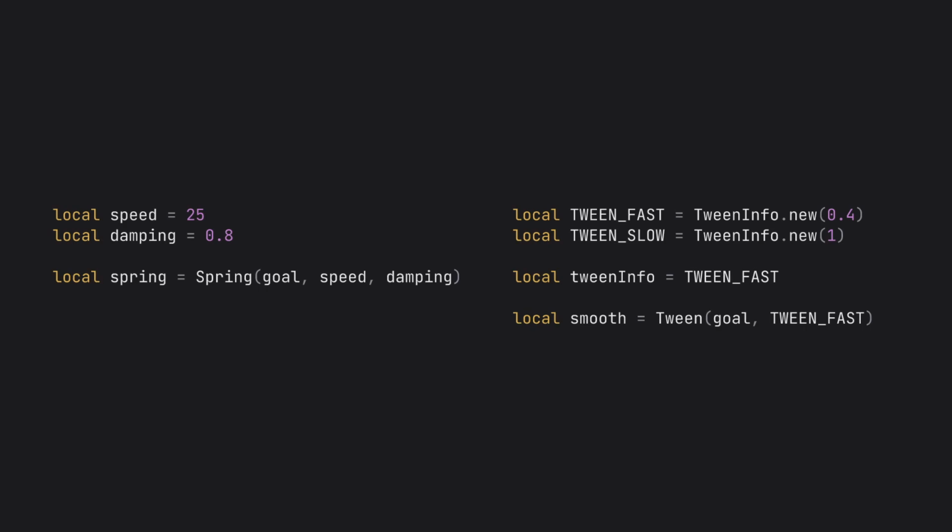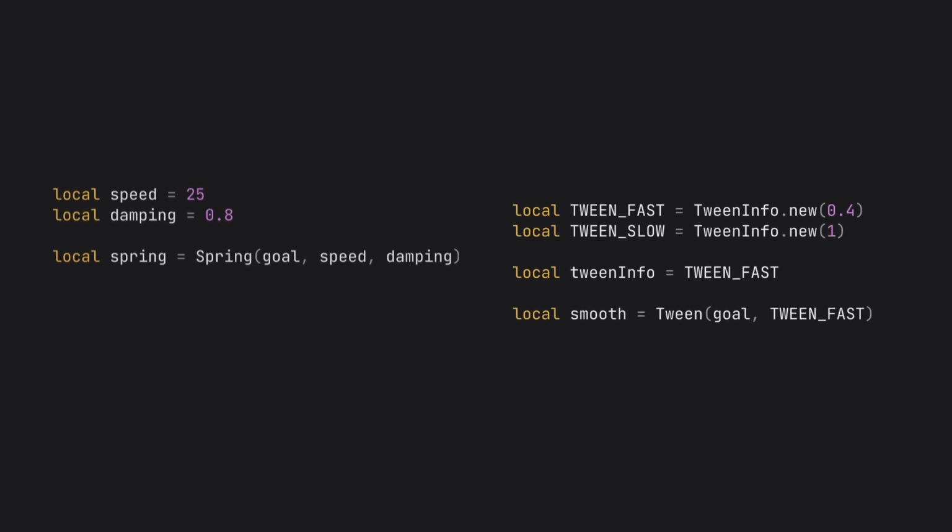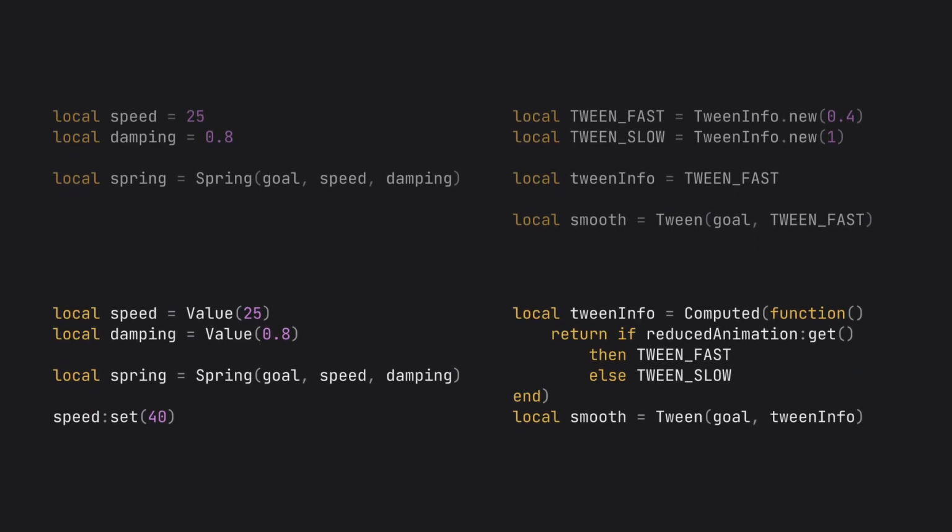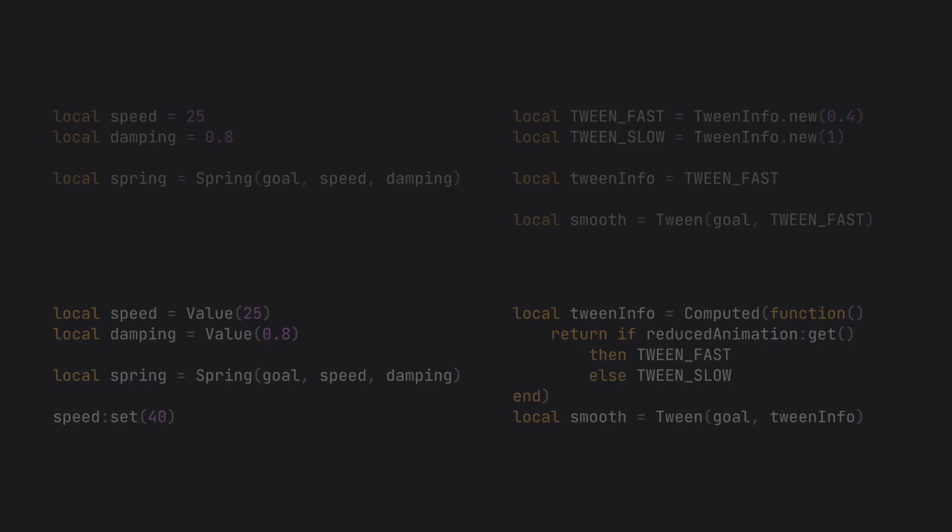We've changed how the Spring and Tween objects accept their properties. Starting with Fusion 0.2, they'll now accept state objects for tween info, speed, and damping, so you can change how those objects animate at any time. This can be especially useful for implementing reduced motion settings, which we highly recommend for accessibility.